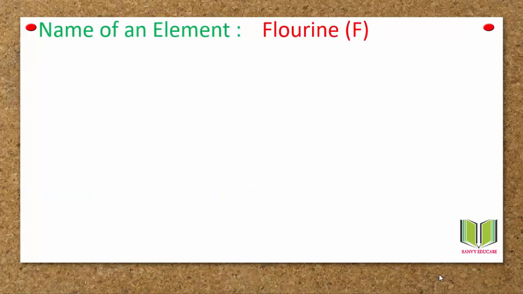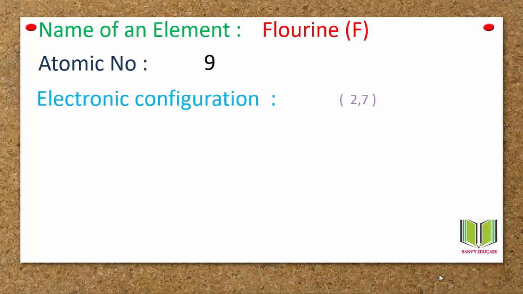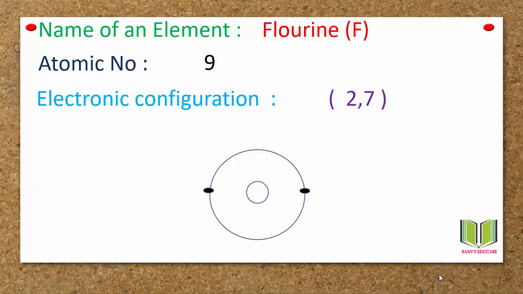Next element, that is fluorine, symbol F, atomic number 9. Electronic configuration 2 7. Structure is, in the first orbit, as you know, there are 2 electrons, and in the second orbit there are 7 electrons. Let's count: 1, 2, 3, 4, 5, 6 and 7 electrons in the outermost shell.